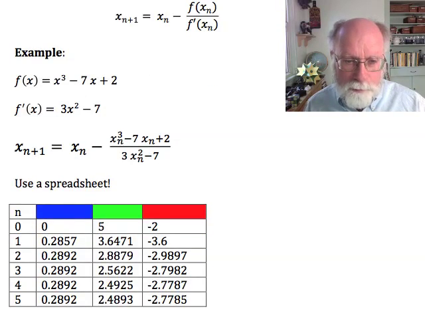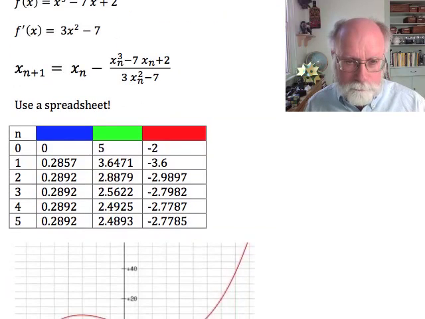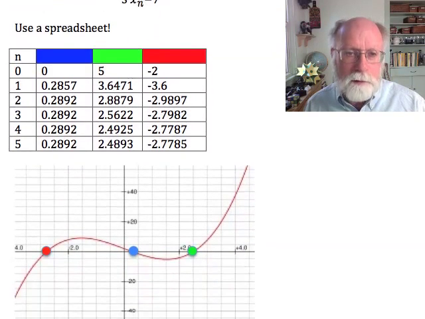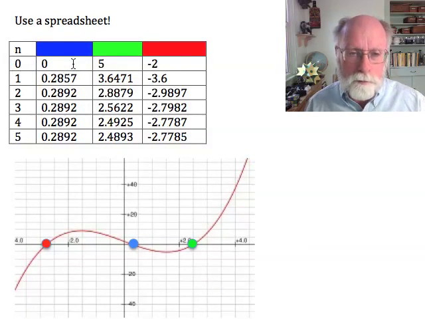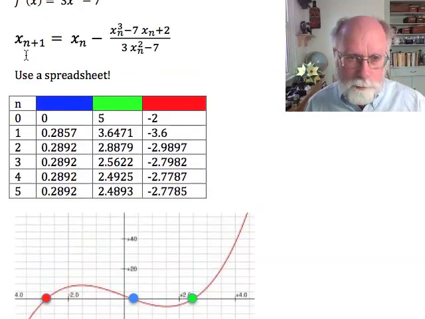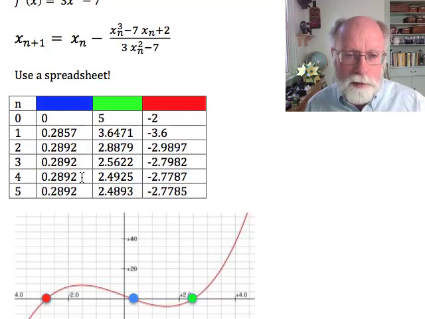So what does it do? What happens in this case? Well, let's look at what happens if we start at an x sub 0 of 0. So we just put in 0. If you do that and you use this iteration formula, you're going to get 0.2857 as your x sub 1. Your x sub 2 will be 0.2892, and then x sub 3, x sub 4, x sub 5, up to 4 decimal places, you don't get any change in the value.